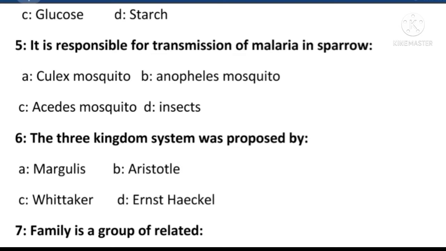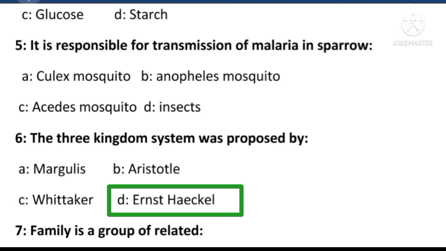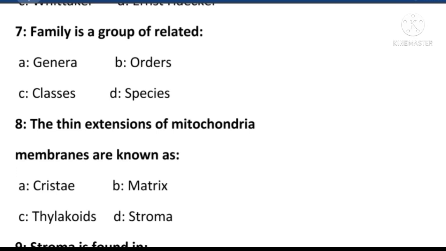And next question. The three kingdom system was proposed by Margulis, Aristotle, Whittaker or Ernest Haeckel. And answer is D, Ernest Haeckel. The three kingdom system was proposed by Ernest Haeckel. D is correct option.